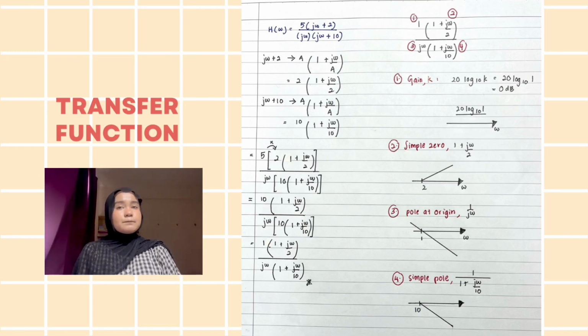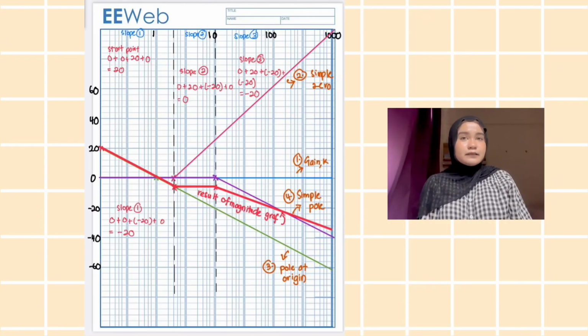The third is a pole at origin. This gives a constant slope of negative 20 dB throughout the frequency range starting from the origin. And lastly is a simple pole. The term 1 plus j omega over 10 adds another negative 20 dB slope starting at omega equal to 10. This is the overall magnitude plot composed of the multiplied transfer function.